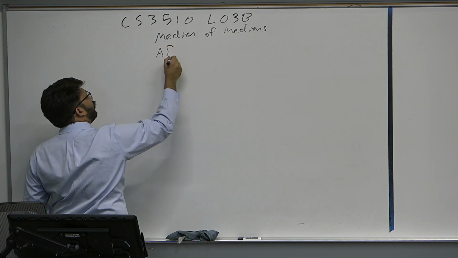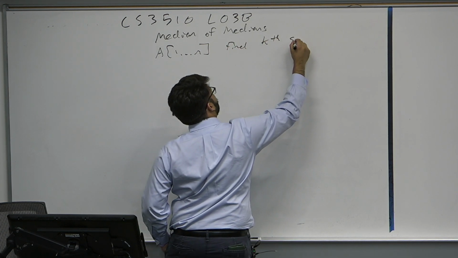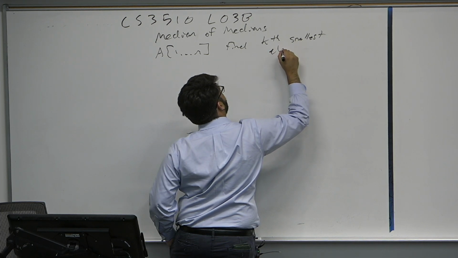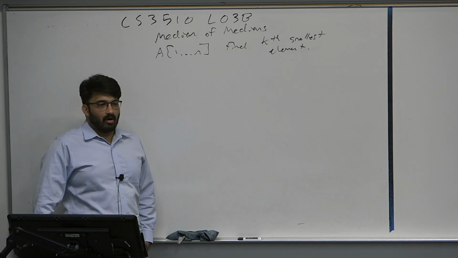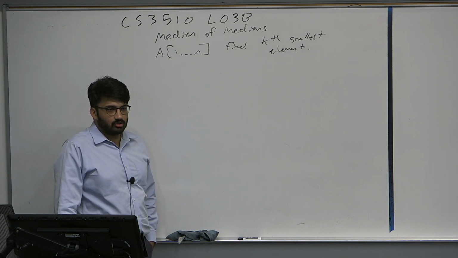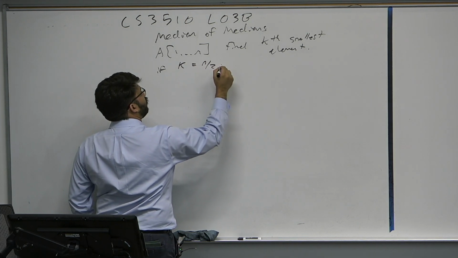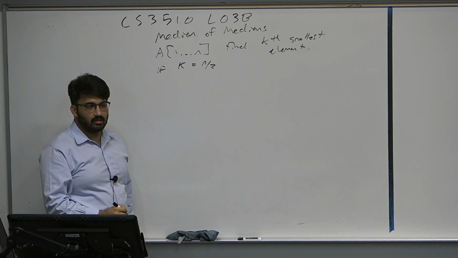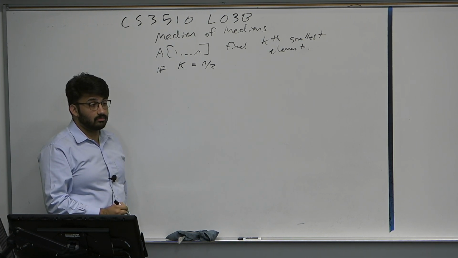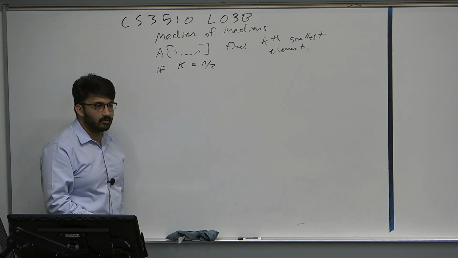Given A, 1 to n, find the kth smallest element. So we're given an array, unsorted. We want to find the kth smallest element. This is interesting. If k is equal to n over 2, then what do we know about the element that we're finding here? It's the median. It's going to be halfway. Suppose n is odd, it's that middle element, right?